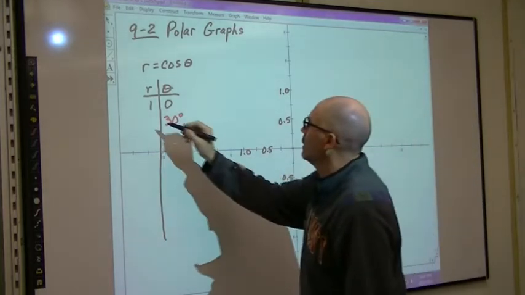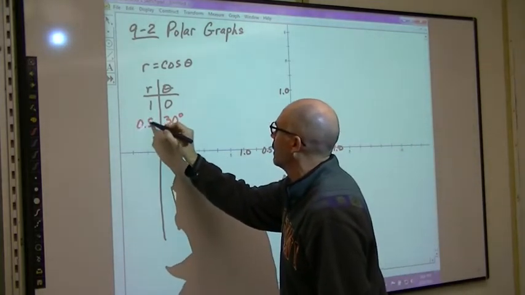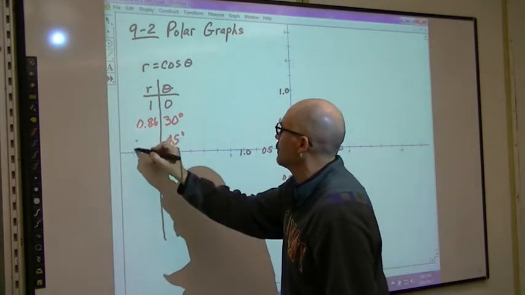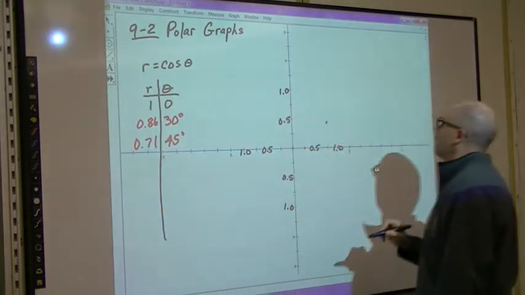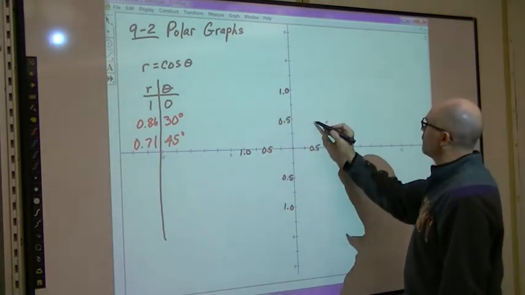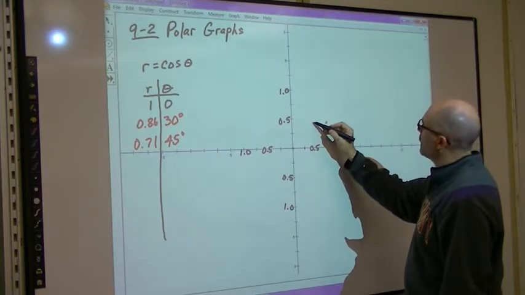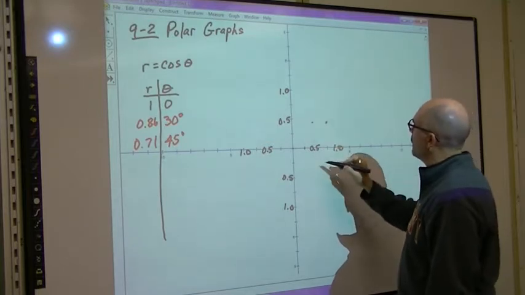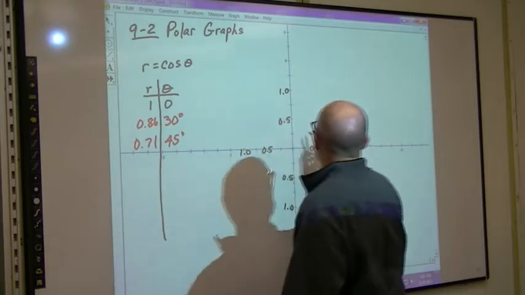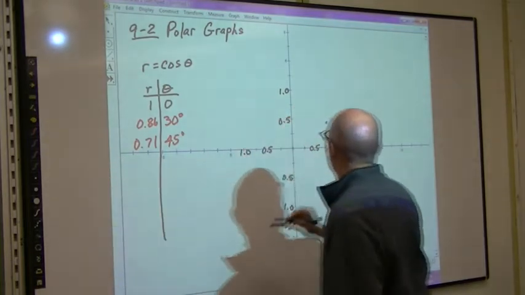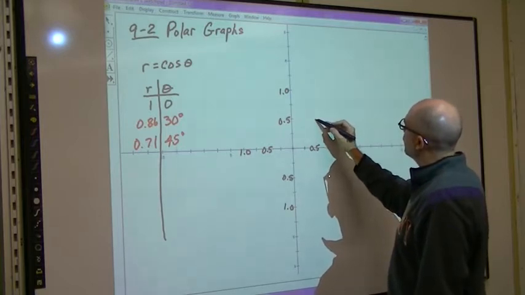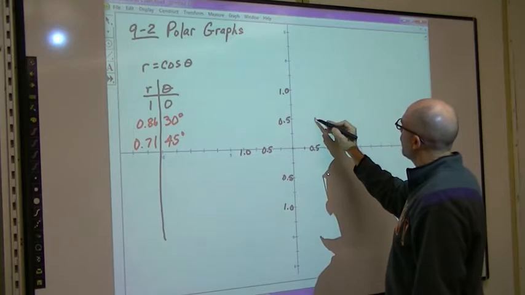Okay, then we go to 45 degrees. Cosine 45 is square root of 2 over 2, which is 0.707. So there we are at 45. There's 0.5, 0.7 would be right about there. No, I'm sorry. Wait, that's not 0.7. This is 0.5, so this is 0.75. So 0.7 would be right there.